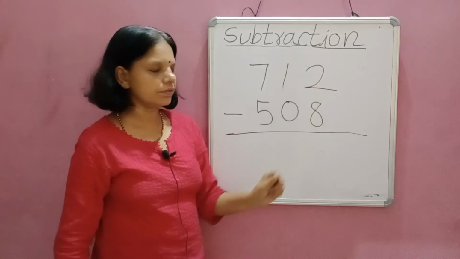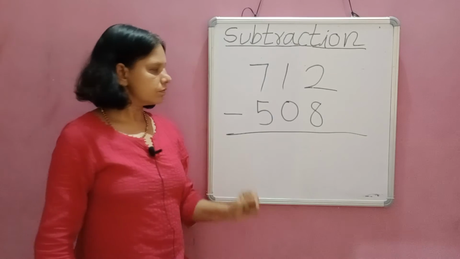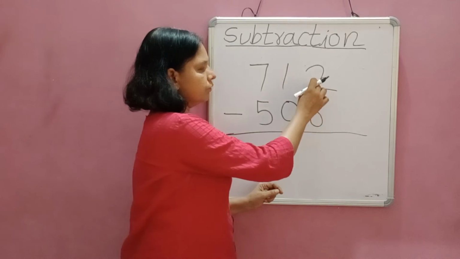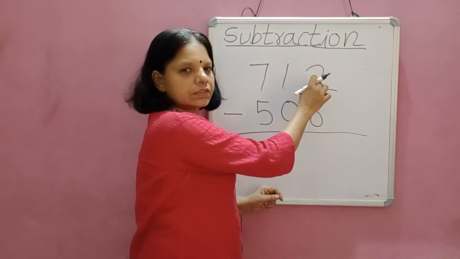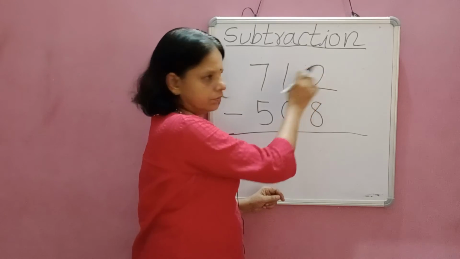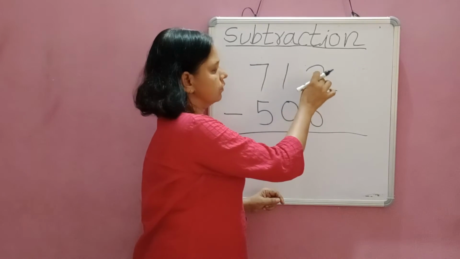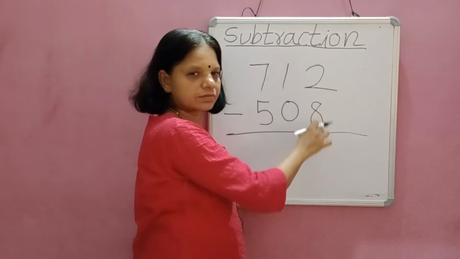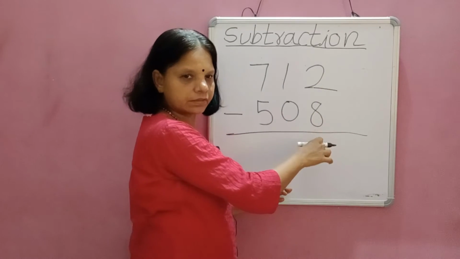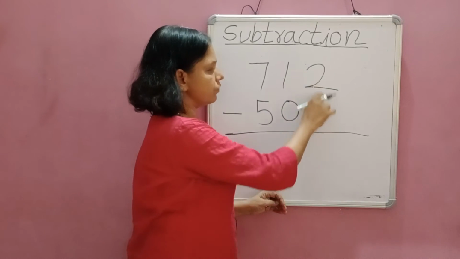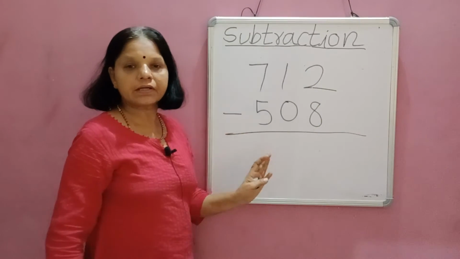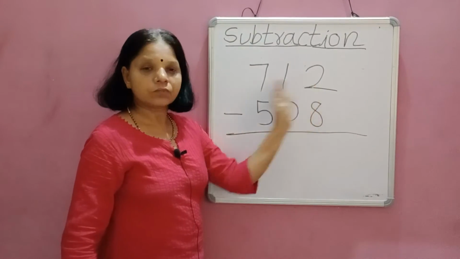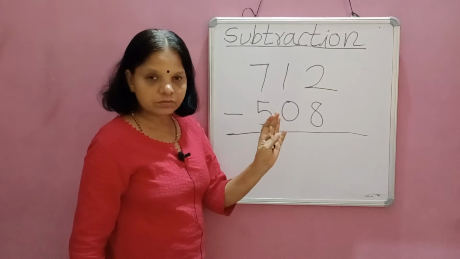So when you consider the digits of the units place, what is that? 2 is the digit in the units place of the bigger number. This is the bigger number, clear? But here it is 8. Is this subtraction possible? Can you subtract 8 from 2? We cannot subtract a bigger number from a smaller number. So what will we do?